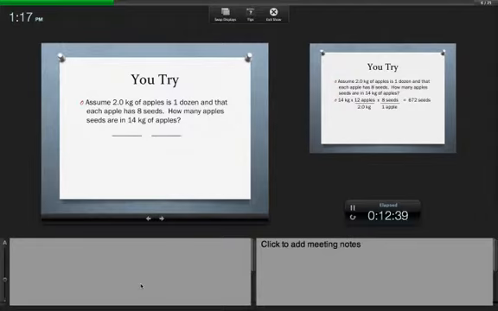We keep reading and it says that each apple has 8 seeds. What's that? 1 dozen is 8 seeds. Not 1 dozen. 1 apple is 8 seeds. So 1 apple, 8 seeds. And then it says how many apple seeds are in 14 kilograms of apples. So what are we going to do with 14 kilograms? That's the one that we need to be converting, right?